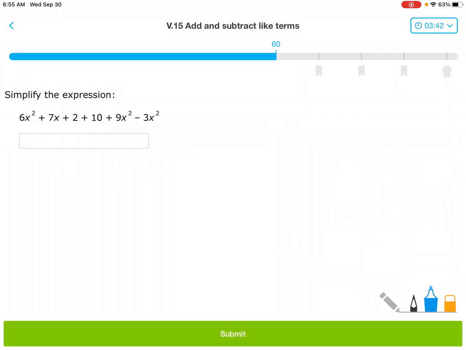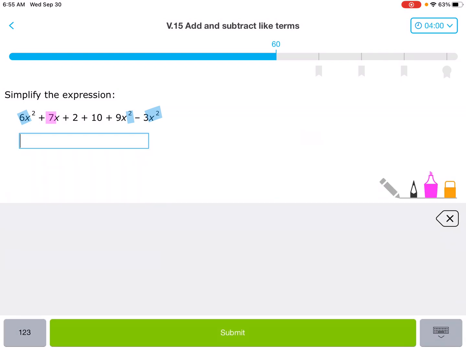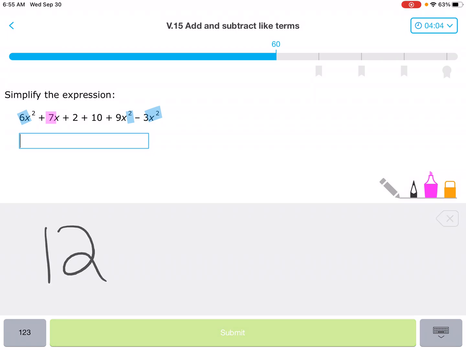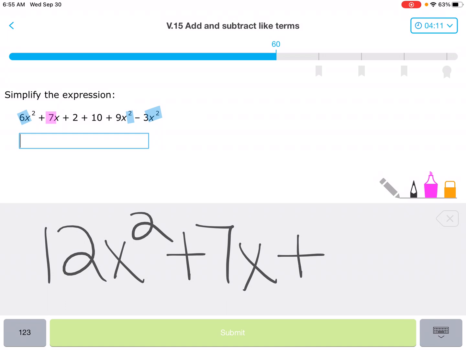Okay, so I'm going to use colors again. I have a 6x squared, a 9x squared, and a 3x squared. Then I have a 7x, and then I have a 2 and a 10, which have no variable. So the things that are the same colors are the ones that are going to go together. So 6 plus 9 is 15, and 15 minus 3 is 12x squared. I have nothing to put the 7x with, so I copy it down, and then 2 plus 10 gives me 12.